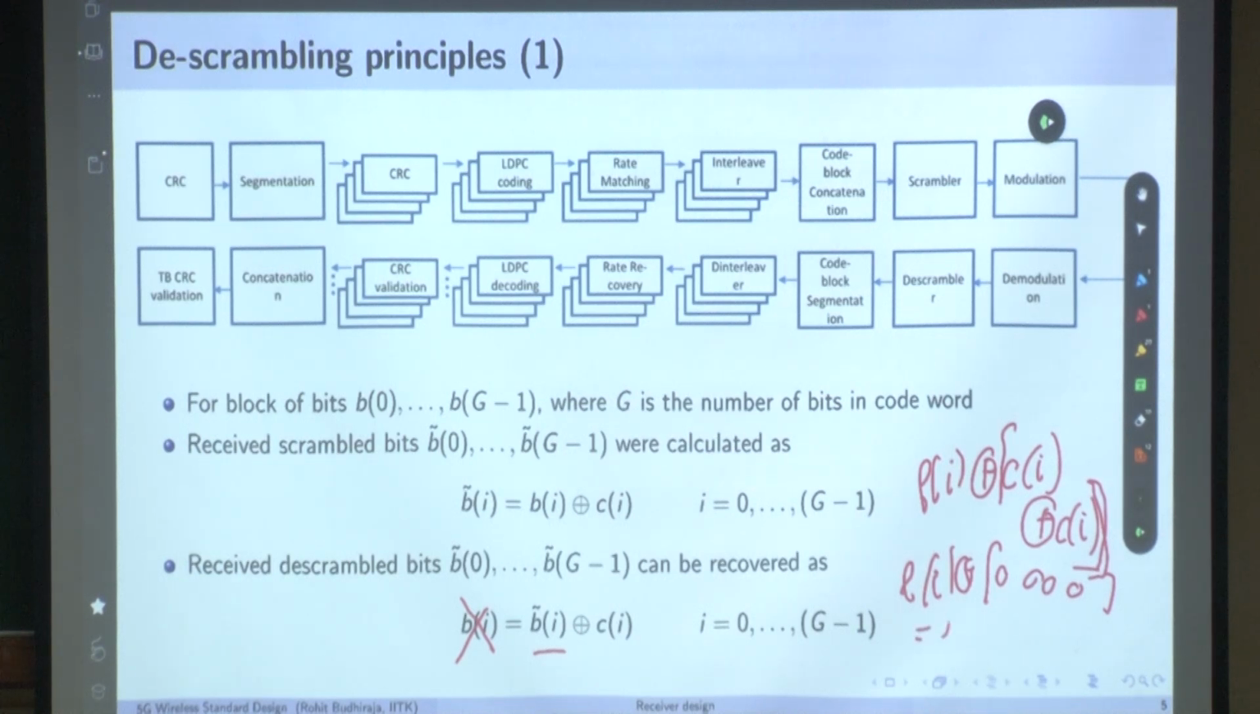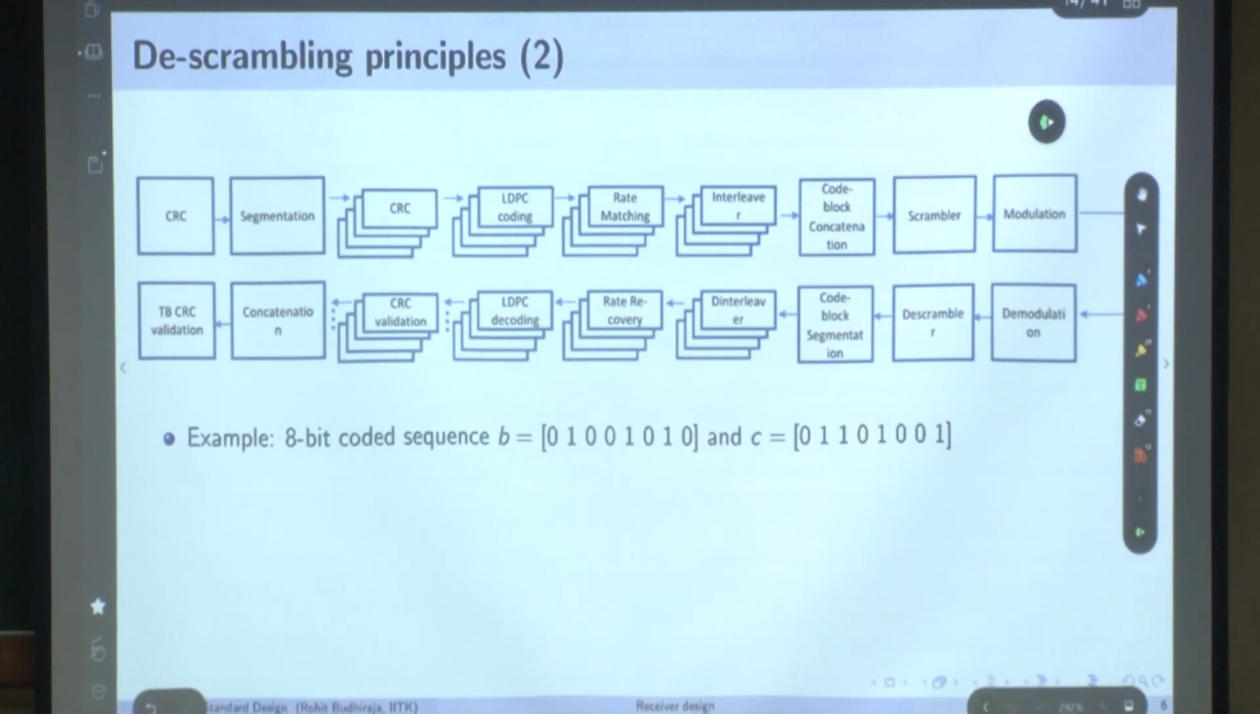Okay? Right? So this is B of I. That's how you get this B of I. So that's the idea. You XOR with the same sequence, and that's why you need C of I to be known at the receiver. Fine? So this is the example. If you have understood that math, this is very simple to understand.